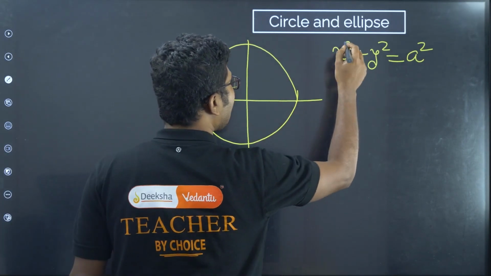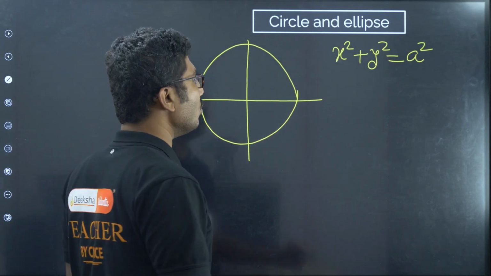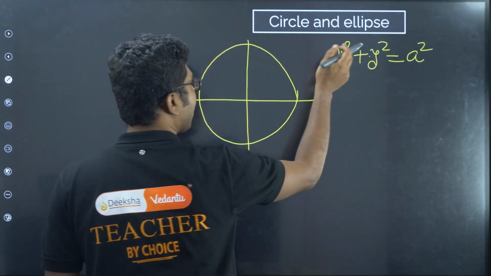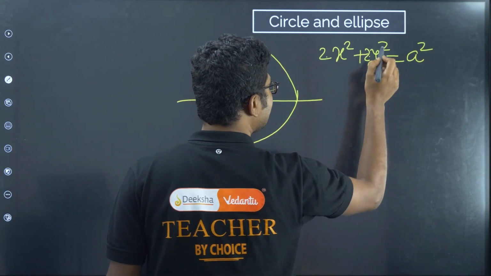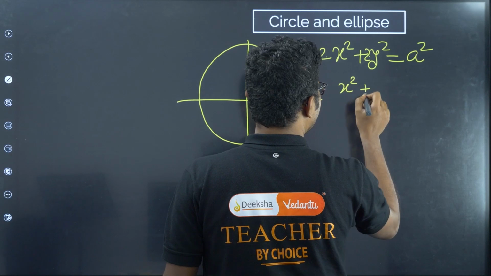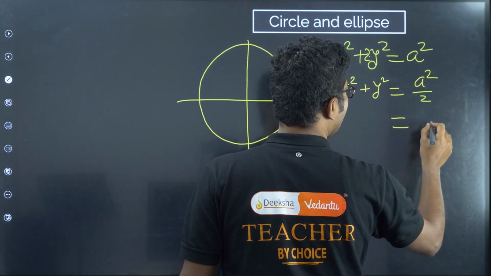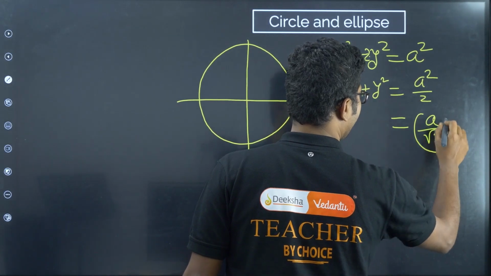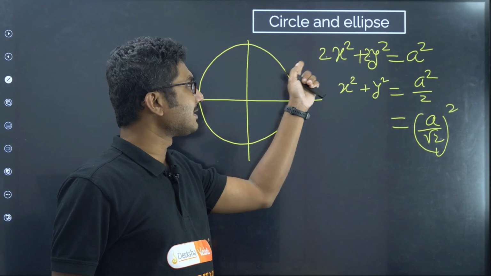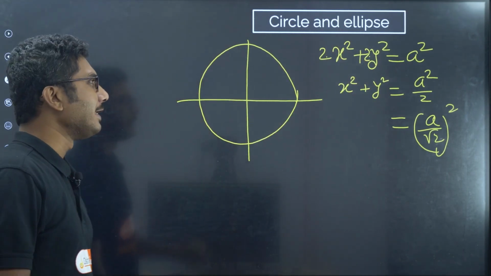Now if you see here, the power of x and y both are 2 and both have the same value, the same coefficient. If there is a common factor, say suppose 2x square plus 2y square, is it a circle? Yes, it is a circle, because you can take 2 common and divide it, and then you can rewrite this as a by root 2 whole square. So basically this is also a circle. So if the exponents are the same and the powers are the same, then we call it a circle.